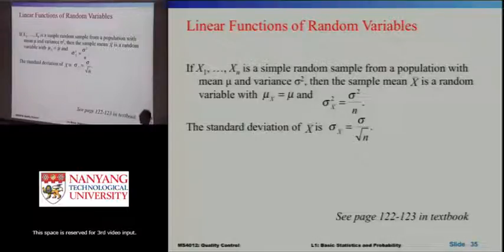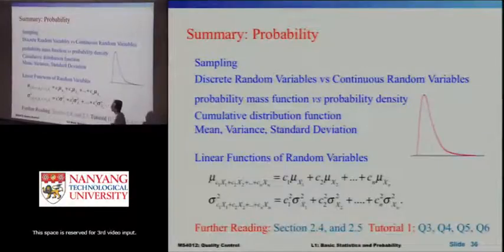This is the first round. We will come back to the second round later on. Okay, so this is the summary of this part. Basically, we covered sampling, discrete random variables, continuous random variables, and linear functions of random variables. Then we move to lecture 2.